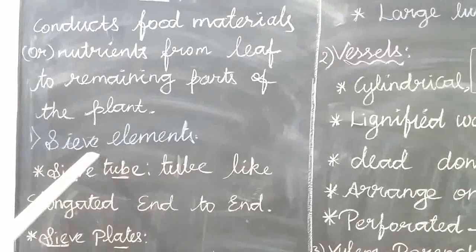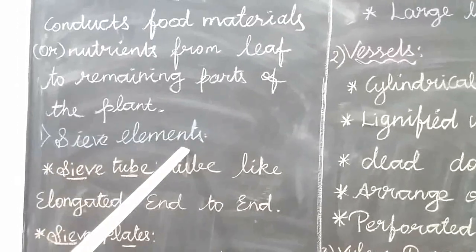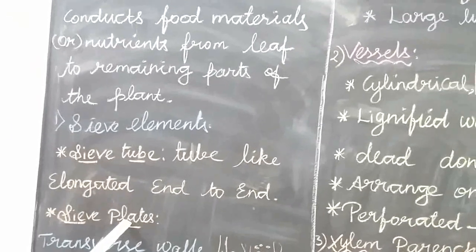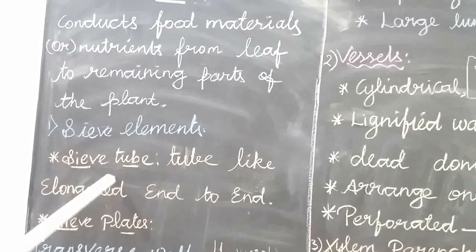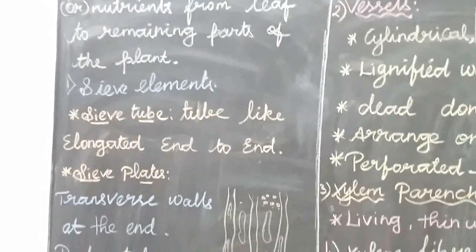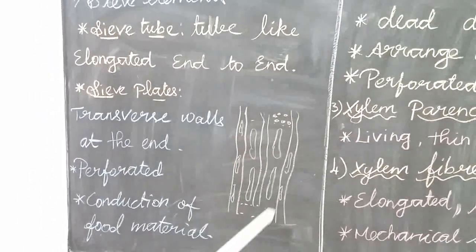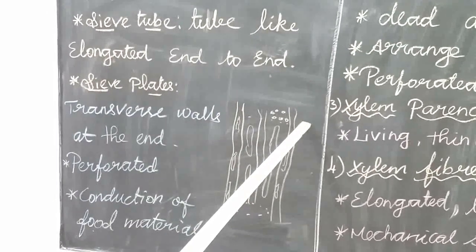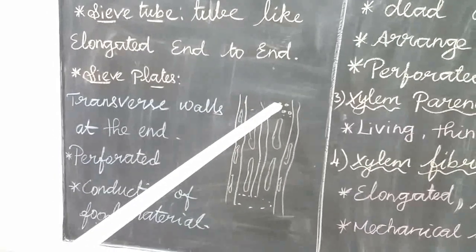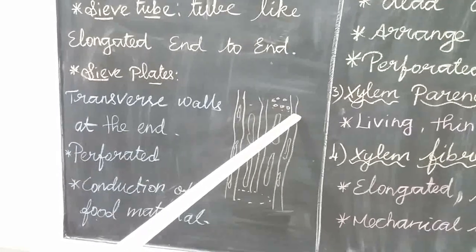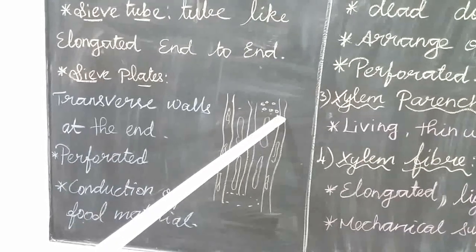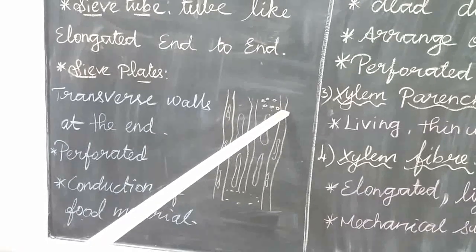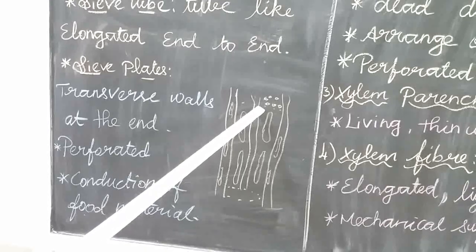Okay. The first one is what? Sieve element. The sieve element contains sieve tube and sieve plate. So this is a sieve tube. A tube-like structure is called a sieve tube. At the transverse wall, there are small pore-like structures, a perforated plate. This is called the sieve plate.